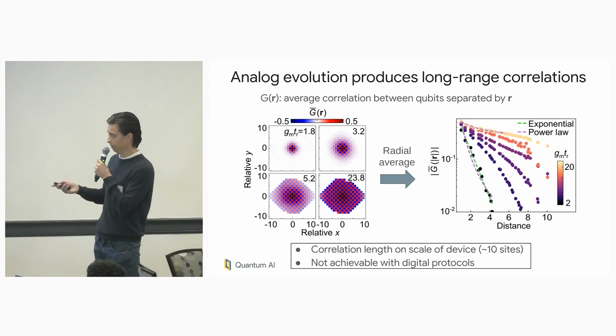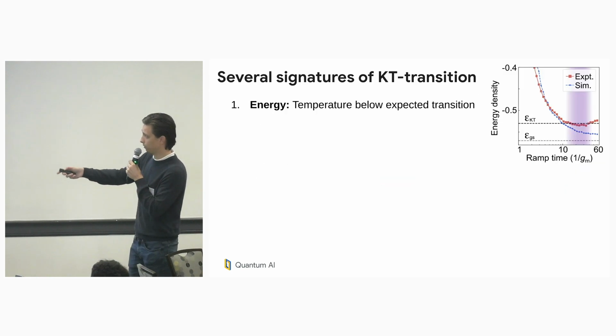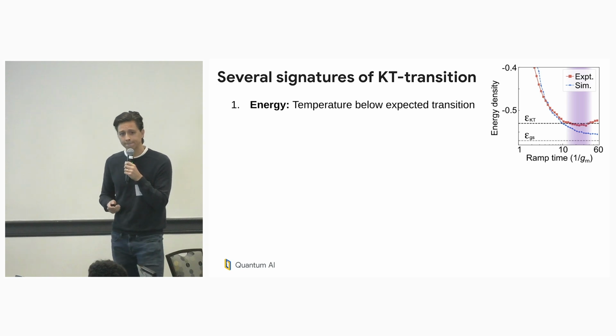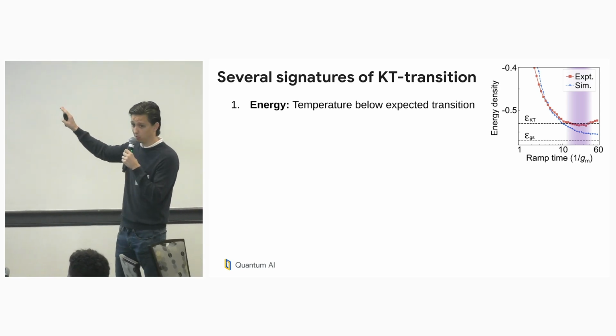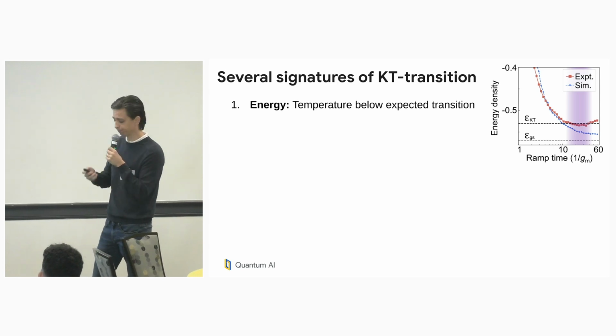So to study that further, let's take a look at a few different signatures of the KT transition. I'll start out very simple, just with the energy. I already showed you that the energy goes below the expected transition point.